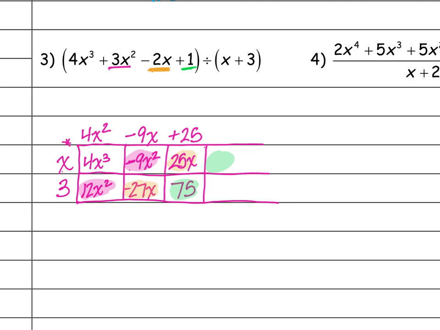Negative 74. And this is my remainder. Once I get down to the ones here, anything past that is my remainder. So here's my answer. My answer should be 4x squared minus 9x plus 25 minus 74 divided by x plus 3.